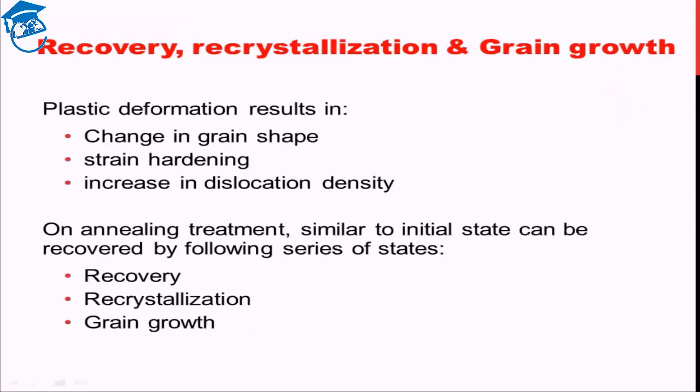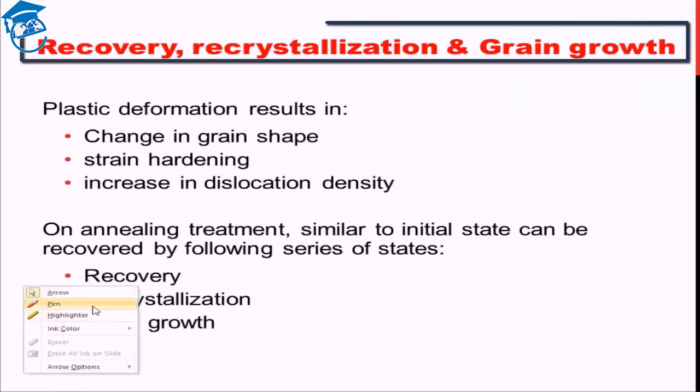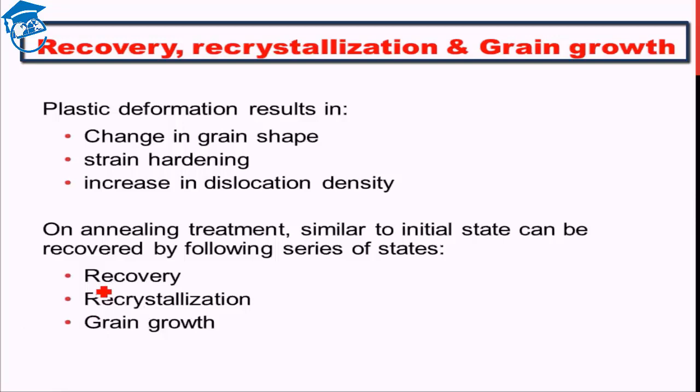Now let us discuss something which is known as recovery, recrystallization and grain growth. What we have seen till now is that strain hardening is leading to an increase in strength, but it is compromising the ductility of the material. So by continuous strain hardening, you are actually reducing the ductility of the material to maybe an unusable range. The ductility becomes so low that you cannot use it for any practical application.